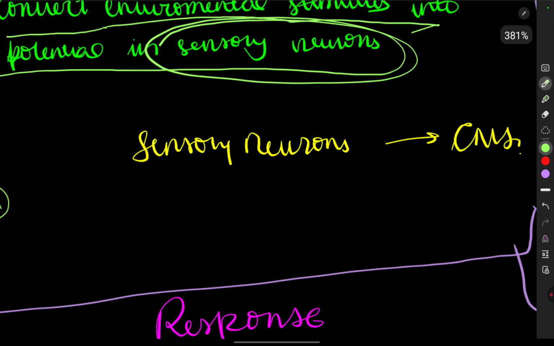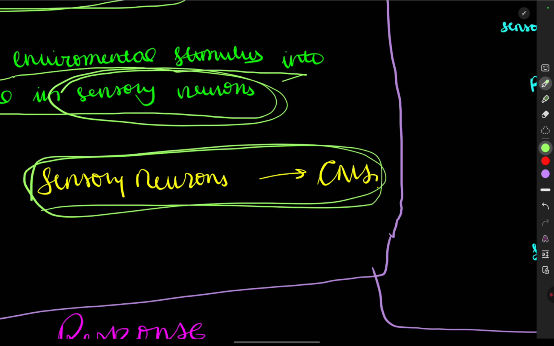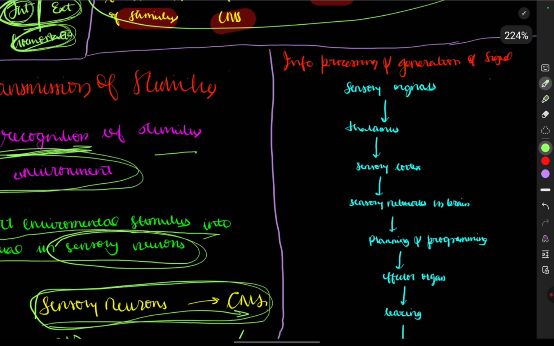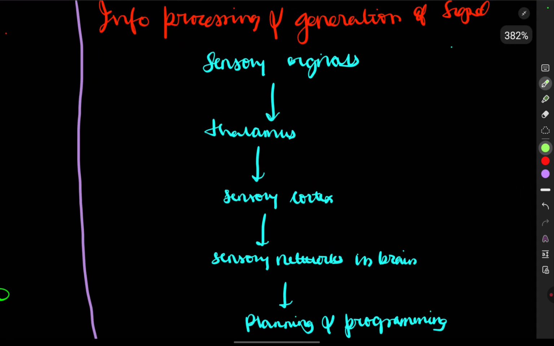Okay, so the sensory neurons go to the CNS. From the PNS, the sensory axons go to the CNS, and back from it are the motor axons, or the motor neurons. Okay, so now we're going to see the information processing and generation of the signal.